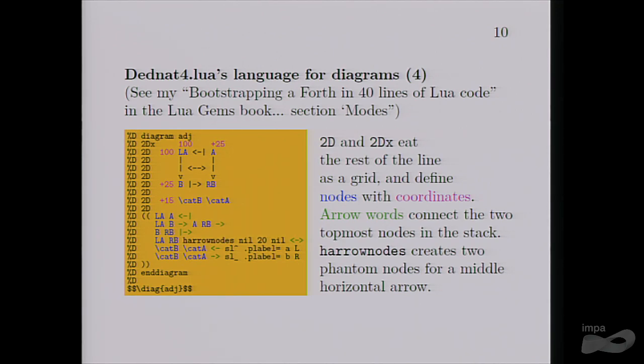I painted the nodes in blue. So this specification of the grid here creates a node called LA with these coordinates, a node called LA with these coordinates, and so on. And it ignores the other things. So the other things are just for me. The things in purple are the coordinates. And the words in green are arrows that join the last two nodes on the stack.